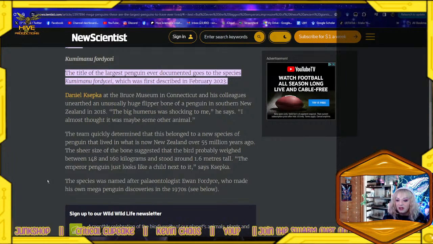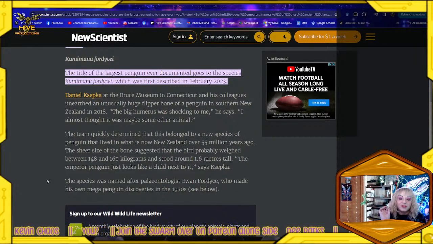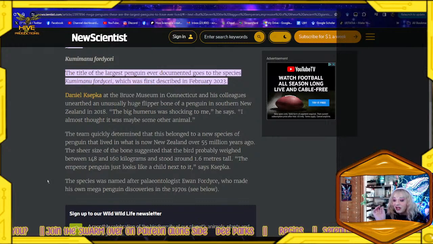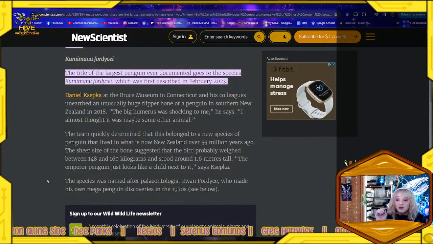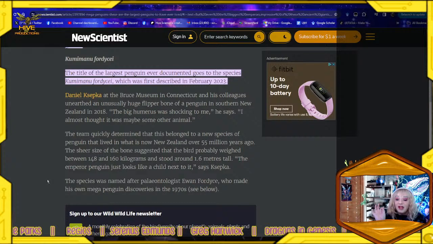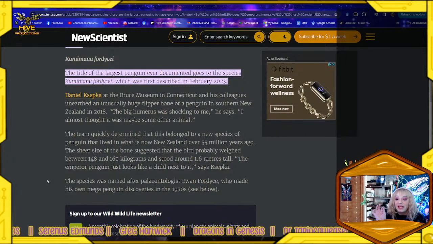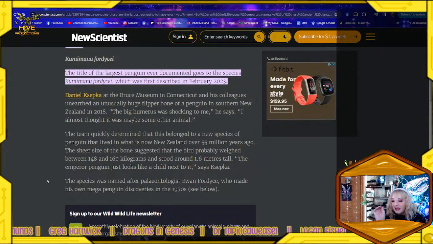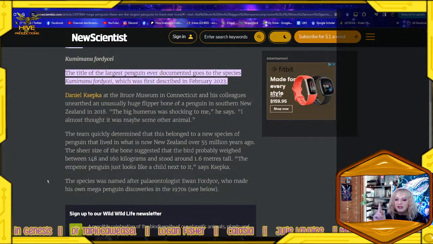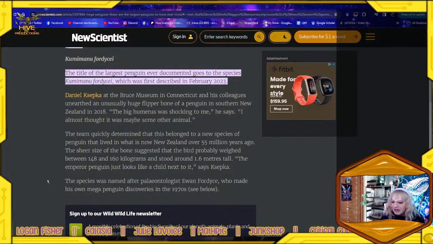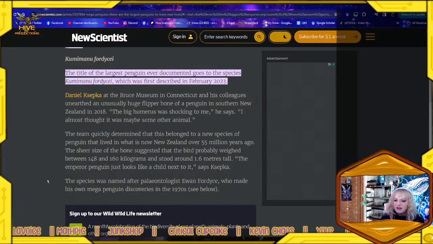New Zealand's been isolated that long. 55 million years ago. The sheer size of the bone suggests that the bird probably weighed between 148 and 160 kilograms and stood around 1.6 meters tall. Someone wants to convert that to American for me in the side chat. That'd be cool. The emperor penguin just looks like a child next to it, says Ksepka. Yeah, I did 148 kilograms. I have a hard time with converting that. With the meters, it's not so bad, because a meter is pretty close to a yard.